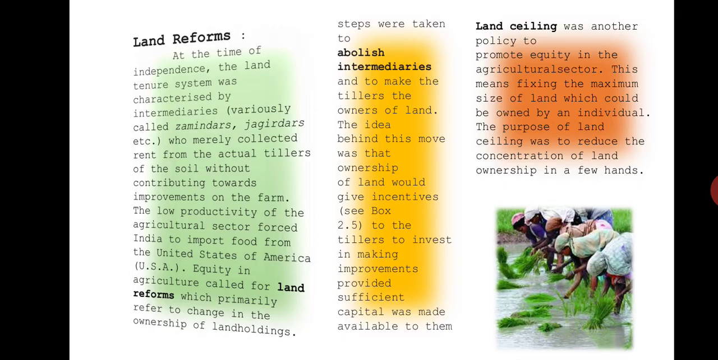The next step is consolidation of land holdings. Different lands are fragmented, so the government passed an order so that the fragmented land can be consolidated, and they tried to introduce the cooperative farming system to increase agricultural production as well as productivity. The land reform programs were successful in Kerala and West Bengal.